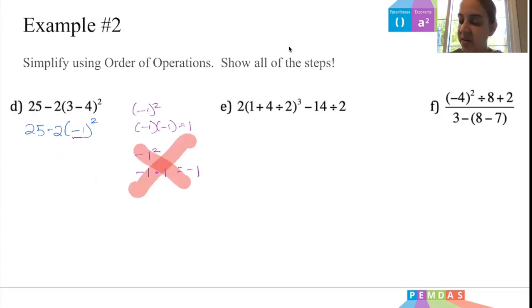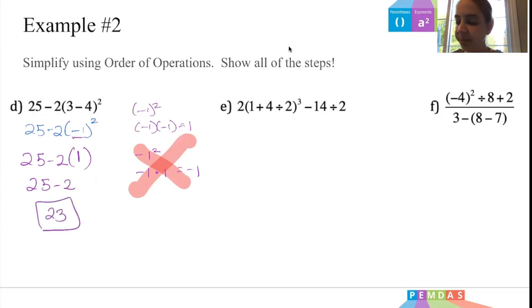So when we take care of those exponents, this negative 1 squared becomes a positive 1. I'm going to bring down 25 minus 2 times 1. So 2 times 1 is 2. 25 minus 2 is 23.